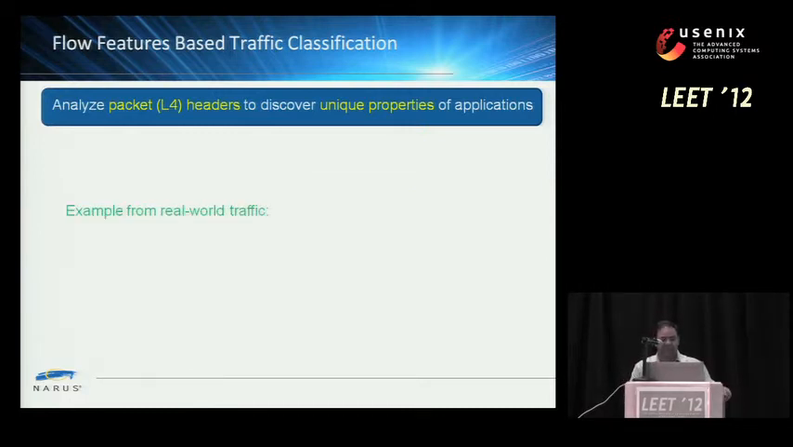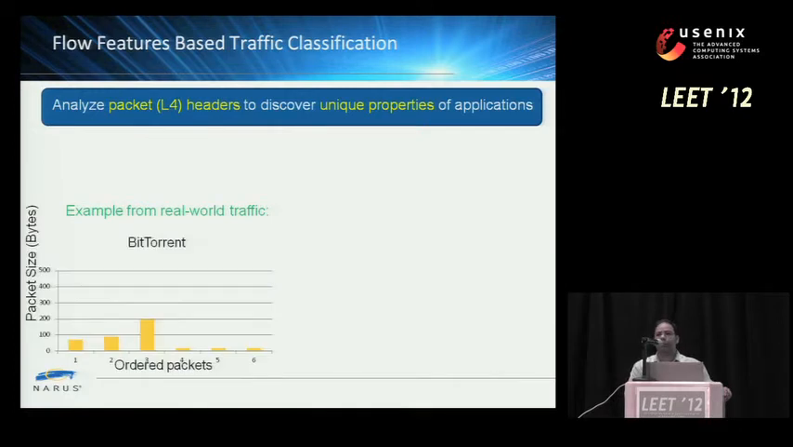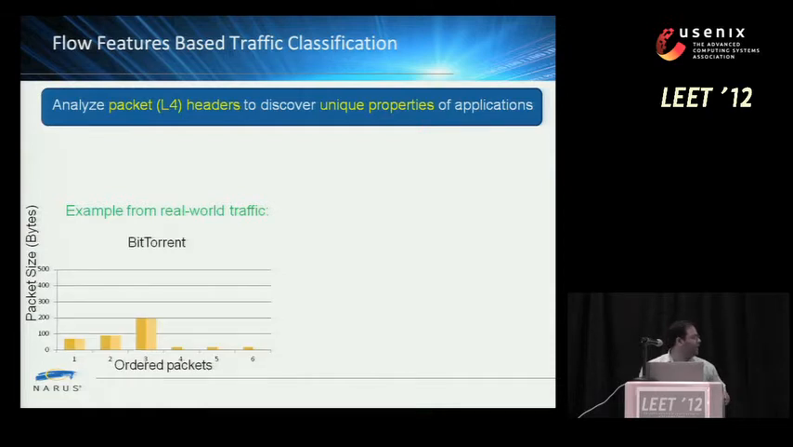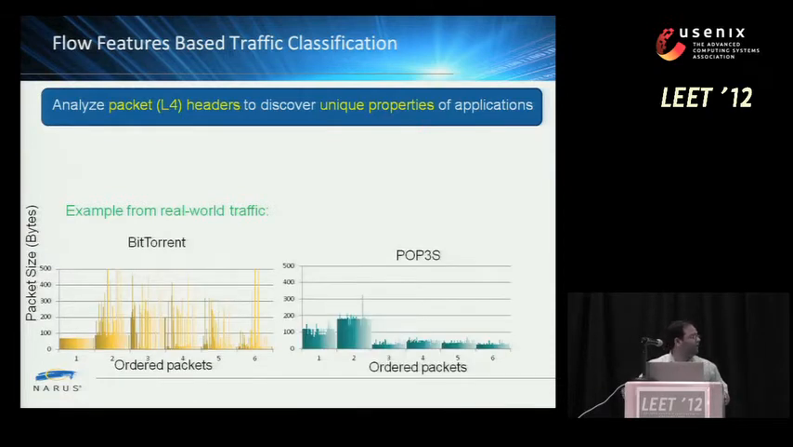For example, if we consider BitTorrent and POP3S protocol, and we consider the packet sizes of the first 6 packets from different flows, we can see that for BitTorrent, maybe the packet sizes of the first and the second packet may be useful for identifying the protocol. But for POP3, we may be able to use the packet sizes of all the first 6 packets to identify the protocol. An interesting thing to note here is that these kinds of techniques can be used to identify even encrypted traffic.